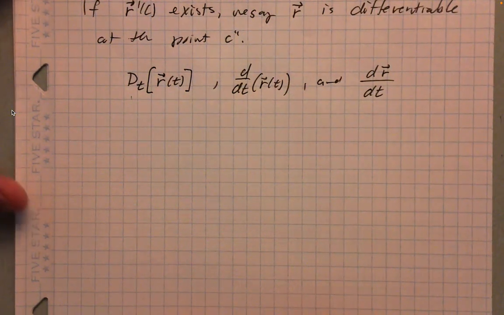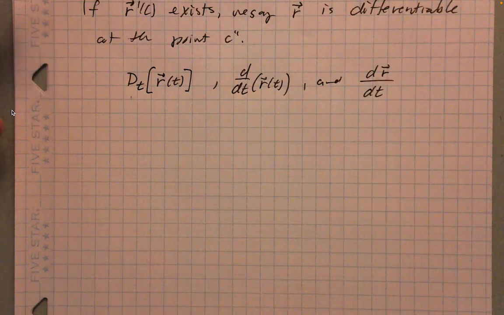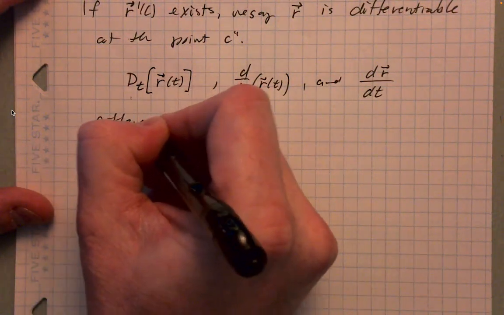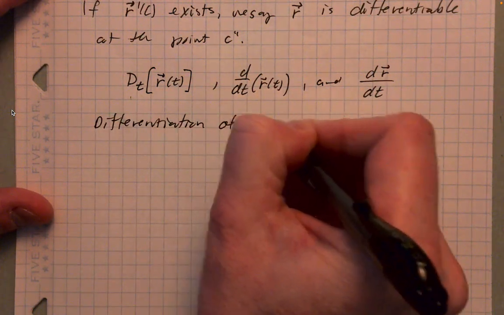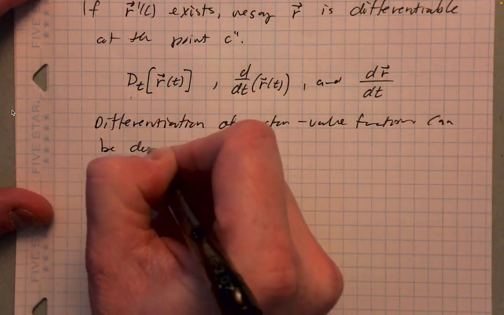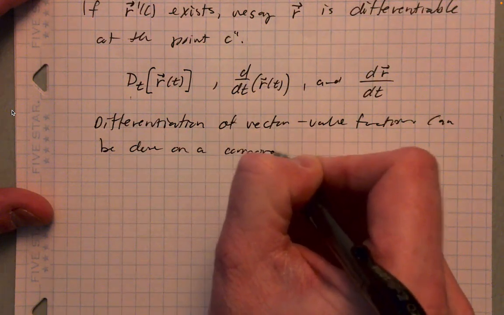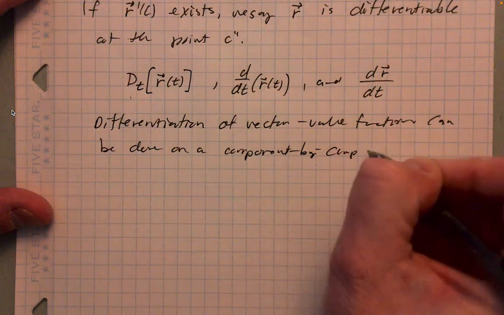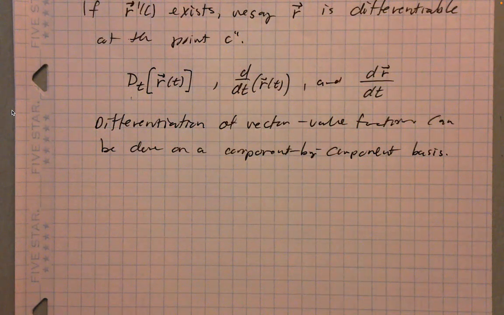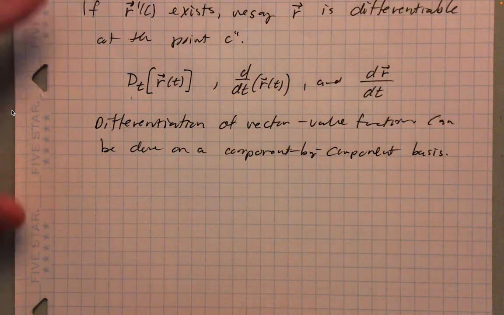The nice thing about vector valued functions and derivatives is that the differentiation can be done, which we'll see in a moment, on a component by component basis. Okay, so differentiation of vector valued functions can be done on a component by component basis. Right, so what that means is to differentiate the entire vector valued function, you can differentiate the individual components. All right, so let's take a closer look at that. Let's apply the definition and see how that works.